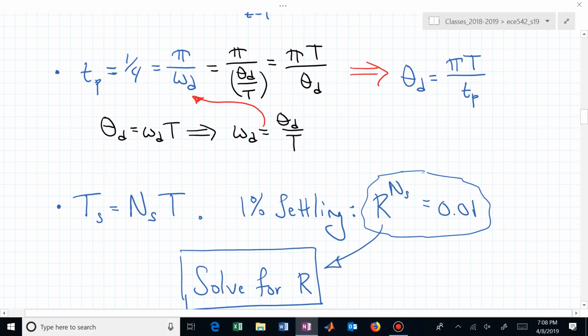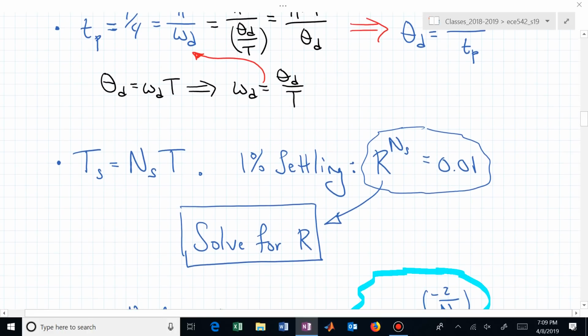Another performance specification is the settling time. This might be given in absolute terms as T sub s, or it might be given just as number of steps, N sub s. If it's given as T sub s and you have a sample period, you can solve for N sub s. And it's all based on this 1% settling time. In this class, we're assuming settling time is a 1% settling time. That's r raised to the N sub s equaling or less than 0.01.